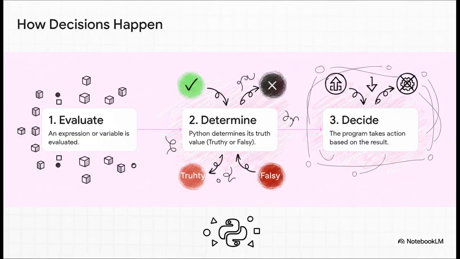This whole idea of truthiness is the engine that drives all decision-making in code. A program just follows these three simple steps. First, it evaluates a piece of data. Second, it determines if that data is truthy or falsy. And third, it decides what to do based on that result. This is how your code can react and adapt to all kinds of different situations.